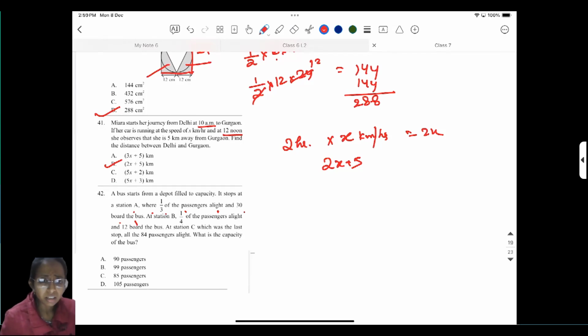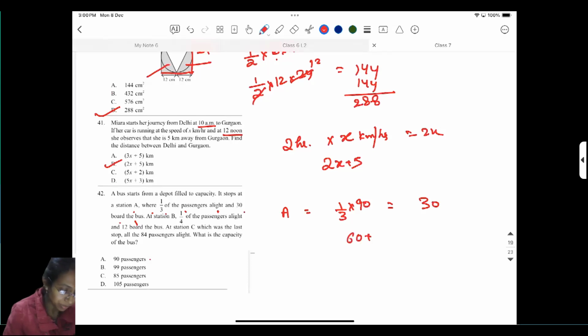So this is a question which can be solved very quickly with the help of options. If I take the total capacity of the bus as 90, then at station A, 1/3 of 90, that means 30, alight. So 60 is remaining, but 30 again boarded the bus, so again 90. Now at station B, 1/4 alight, so 1/4 of 90. This is not possible because 90 is not divisible by 4. So this cannot be the option.